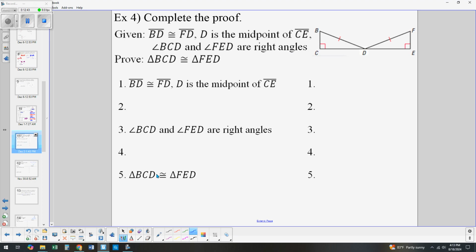For example 4, we have some of the steps, but not all of them. So we do know that step 1 and step 3 are both listed as given.